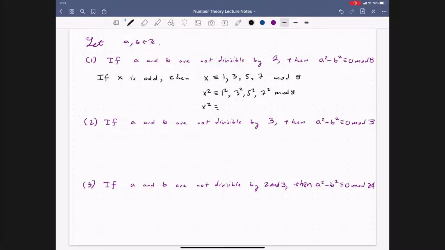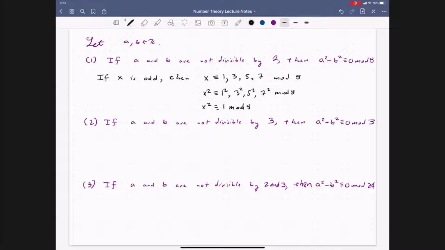But let's go through these. 1 squared is 1 mod 8. 3 squared is 9, reduce mod 8, we also get 1. 5 squared is 25, but 8 times 3 is 24, so we have 1 mod 8 as well. And finally, 7 squared is 49, but 48 is a multiple of 8, so 49 is 1 mod 8. So in each of these cases, we get that x squared is congruent to 1 mod 8.